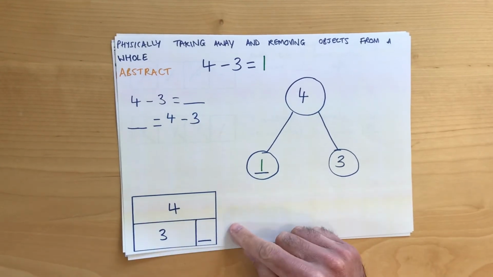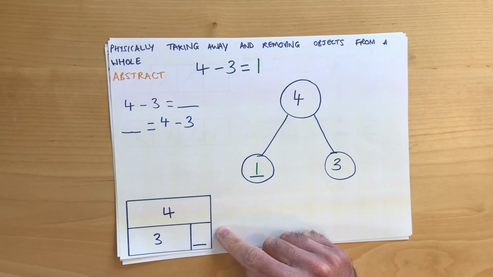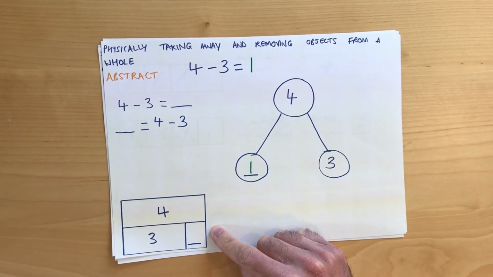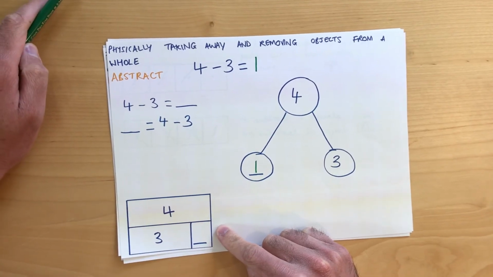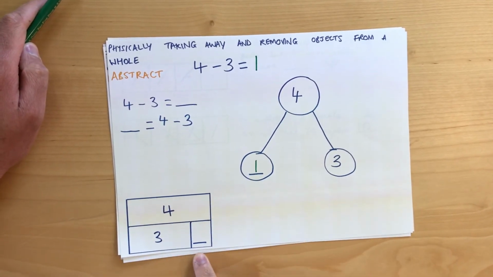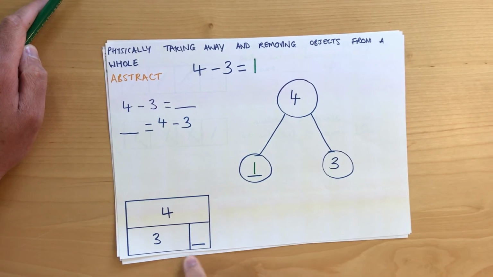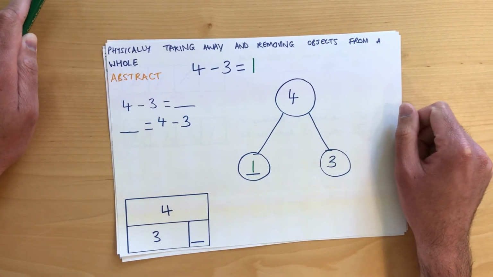We can also represent this problem using a bar model. The bar model works in the same way, but here the size of the parts represent their share of the whole. These abstract representations can also be used for tens numbers.